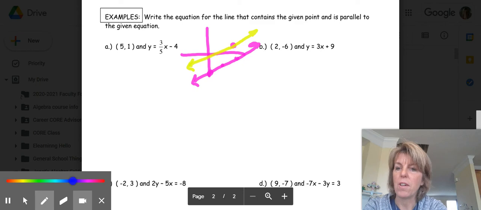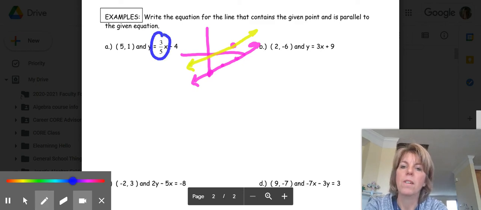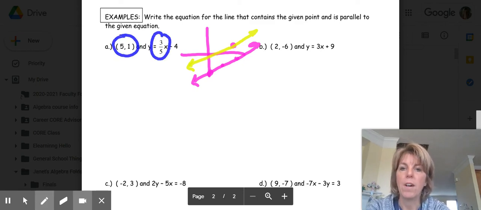So here's how you figure it out. I know the slope and I know a point. If I know slope and I know a point, then what am I able to write? Point slope form, right? So I'm going to pull up my point slope form, remembering that it's the same template every single time.